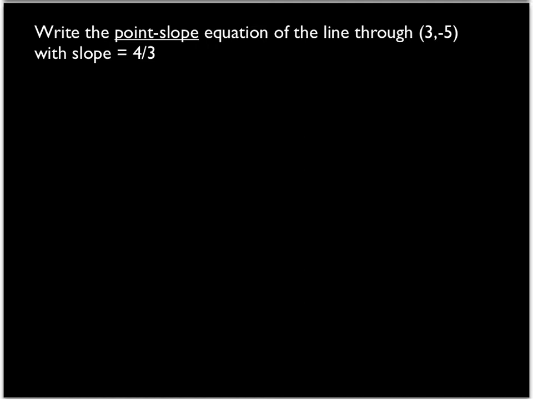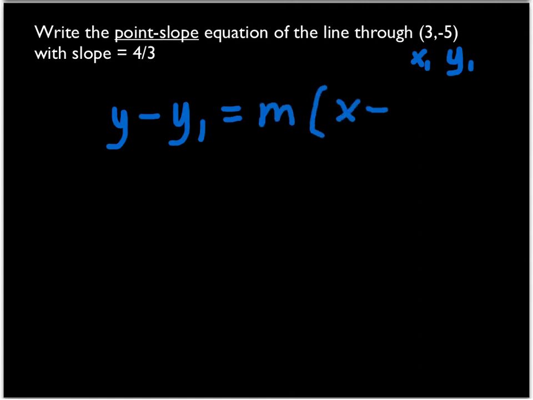So it says we want to find the point slope equation of the line through (3, -5) with slope of 4/3. Now remember, this point that we give you here, that's x1, y1. So if you look back to your notes on point slope, that's what that is. And remember, point slope is y minus y1 equals m times x minus x1. And then we just have to plug in values. The y and the x will stay the way they are; you won't be substituting anything in place of those. But I will be putting things in for y1, m, and x1.